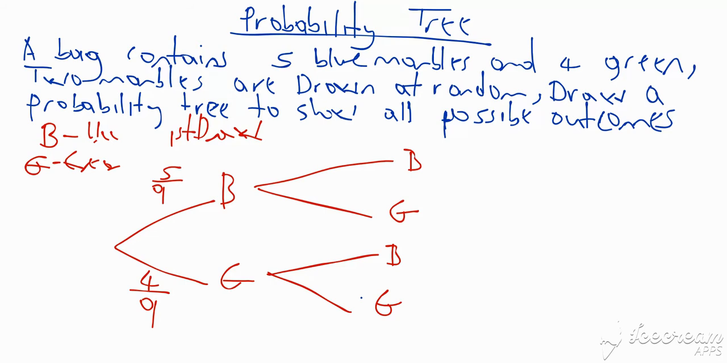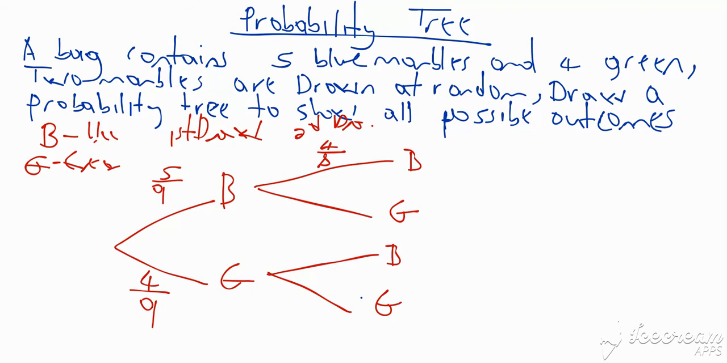So this is my second draw. Now, what if the first marble was blue? I would have 1 less blue marble in the bag and also 1 less marble overall. So the probability of drawing a blue on the second, if the first was blue, would now be down to 4 out of 8.